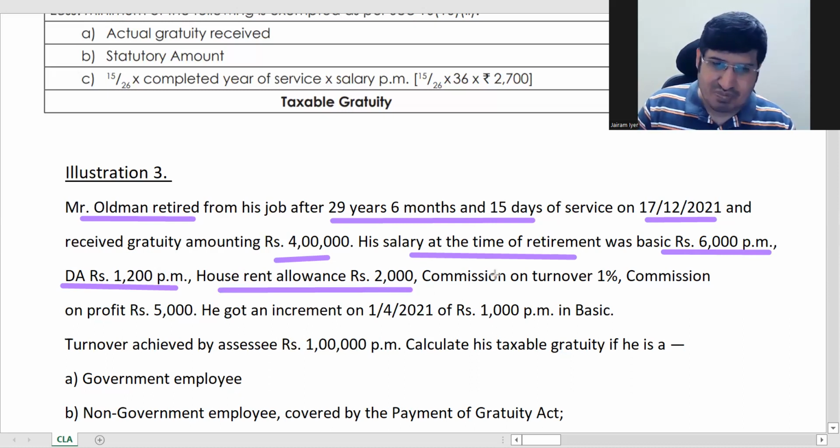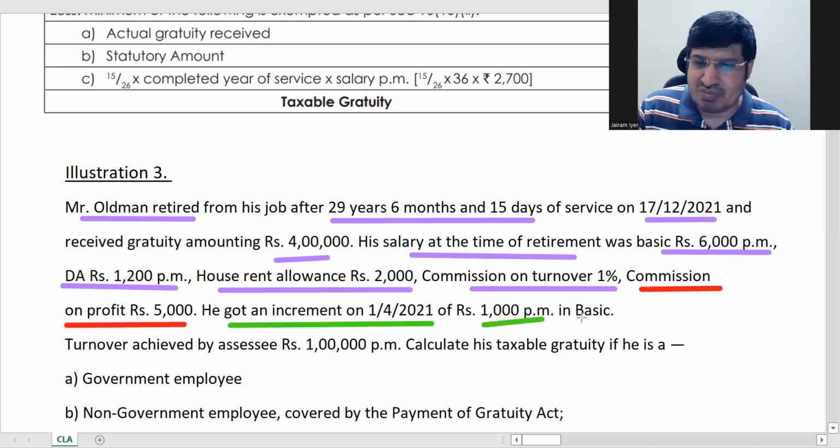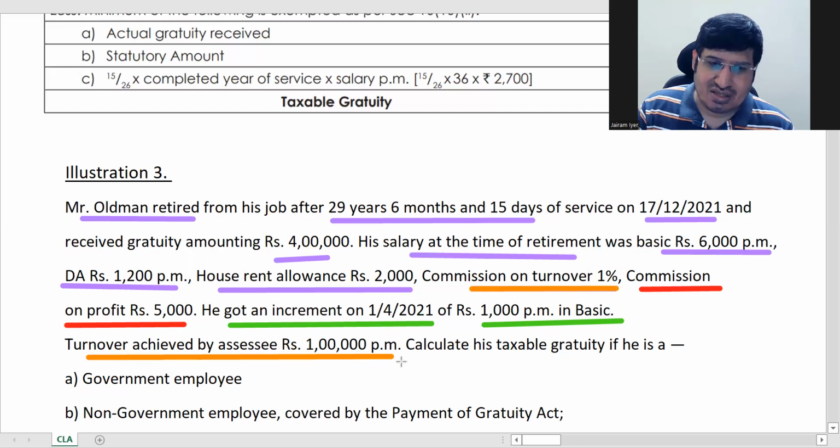So HRA is given. Some components of salary are given here. Commission on turnover 1%. Next, they have given the commission on profit, 5,000. And then he got an increment on 1/4/2021 of 1,000 per month in basic. And they have given us the turnover achieved by the employee, 1 lakh per month. This is basically to use this 1%. Now calculate the taxable gratuity.